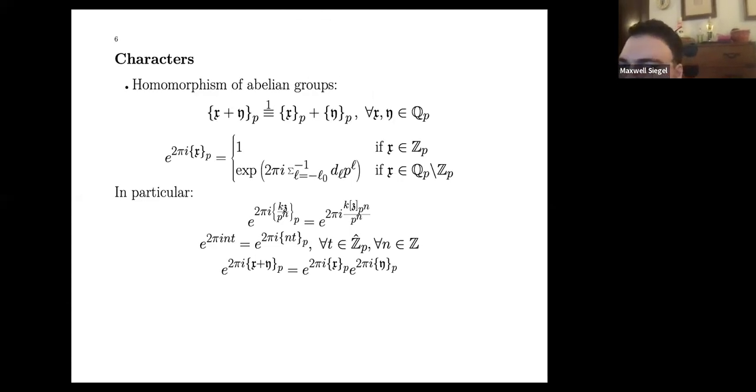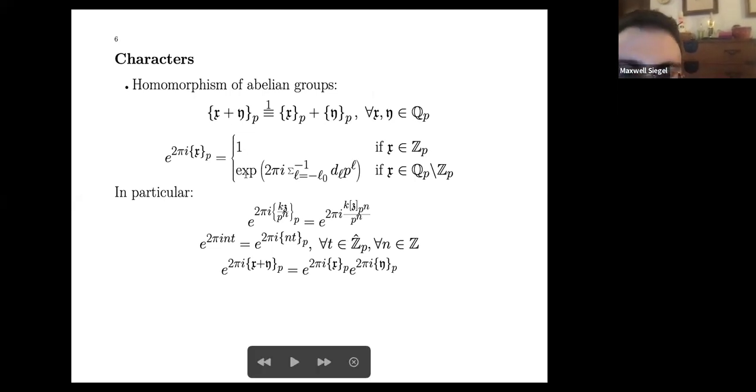The p-adic fractional part is then a homomorphism of abelian groups, where here the congruence mod 1 means that the difference between the two sides is always an integer. Again, viewing the p-adic fractional part as taking values in [0, 1), we can then make sense of a complex exponential of the p-adic fractional part, and we can use this to construct characters of Zp. These are continuous group homomorphisms from Zp into the circle group, and these are the building blocks of our Fourier analysis.